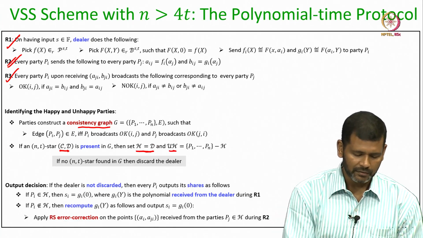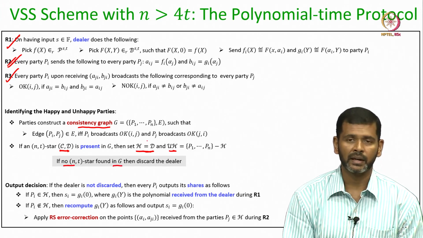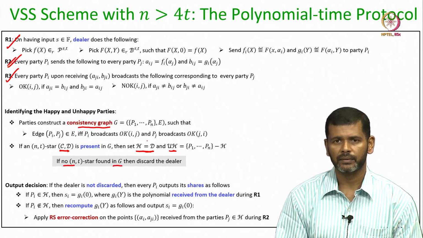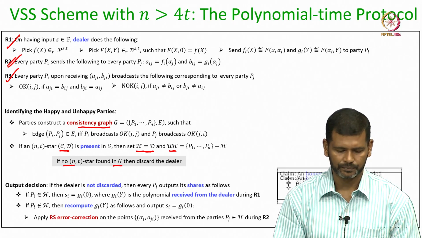And the sanity check will be that if the star algorithm fails to identify any star in the graph, then we can safely conclude that the dealer is corrupt. So, it is safe to discard the dealer.